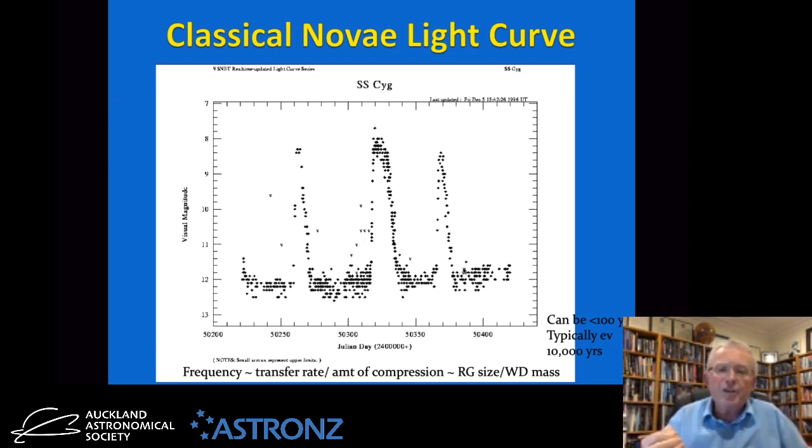The amount of compression that goes on, which relates to the mass of the white dwarf, the more compression, the more quickly it's going to ignite, and you're going to get a more frequent reaction. So it depends on the size of the white dwarf, or the mass, I should say, rather, and the size of the red giant.